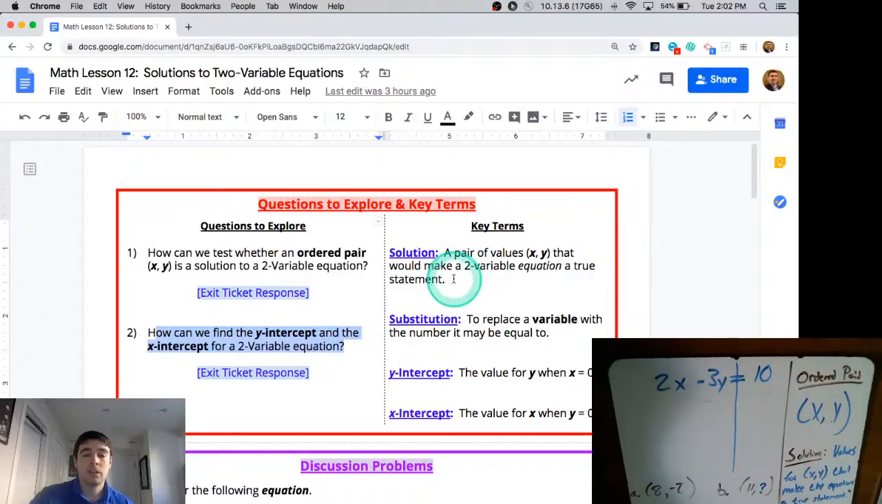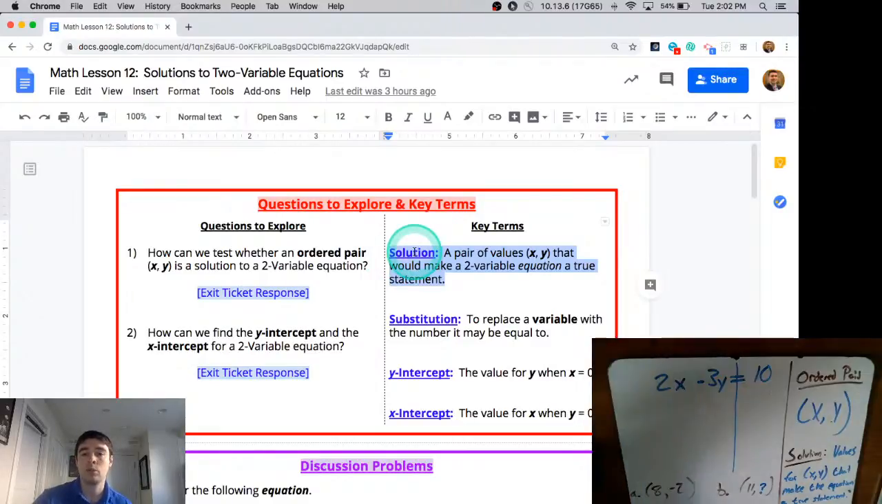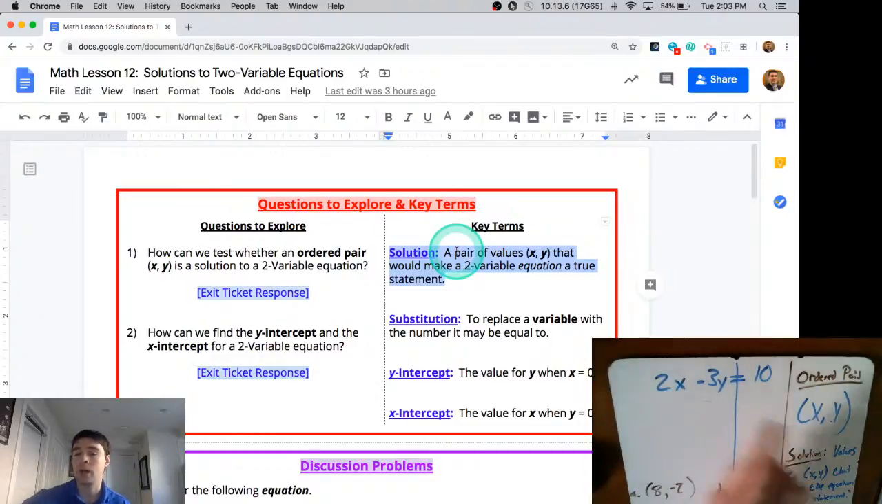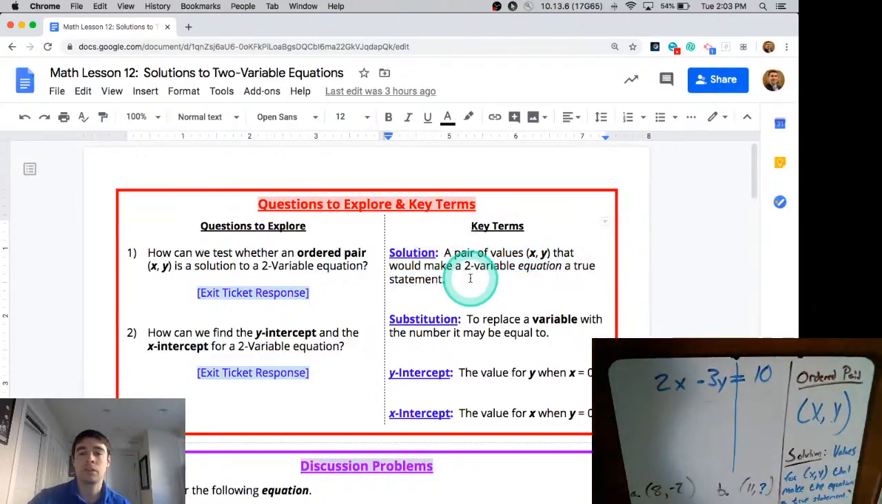So specifically, as we talk all week long and next week about working with these equations that have two variables, we're going to talk about solutions. And now that our equations have two variables, an x and a y, a solution for us is really going to mean the pair of values that would make the equation true when you plug them into the equation or when you substitute in.